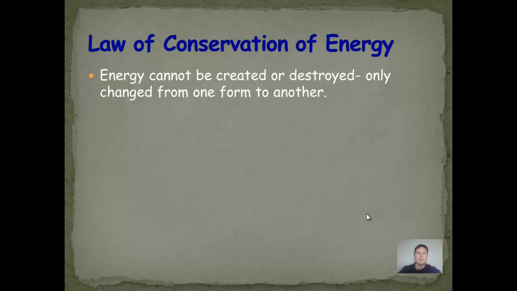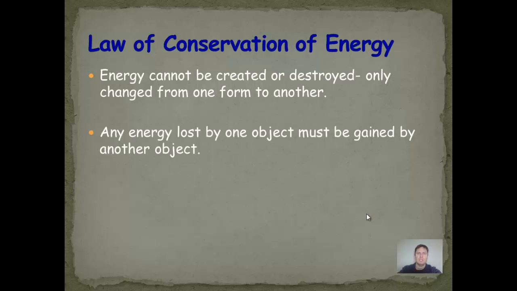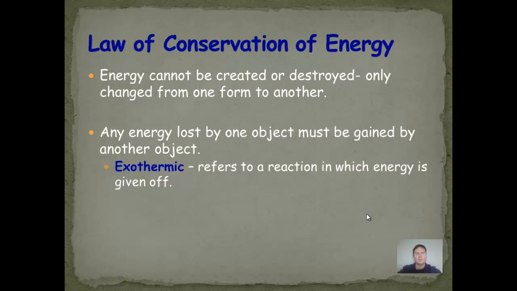Okay, and when we see these different changes, energy lost by one object must be gained by another object. So technically the energy is never lost. It's just changed from one form to another, or maybe from one form to several forms. Now when we look at these as energy being given up or gained, we can talk about two types of reactions. First one is exothermic. Exothermic refers to a reaction in which energy is given off.